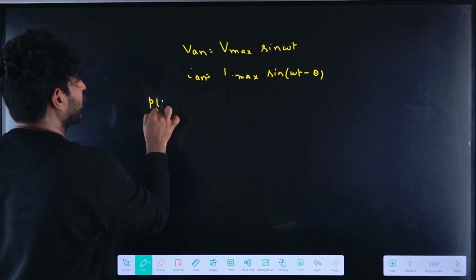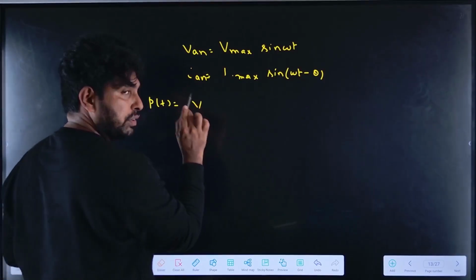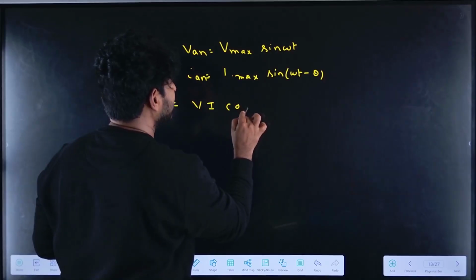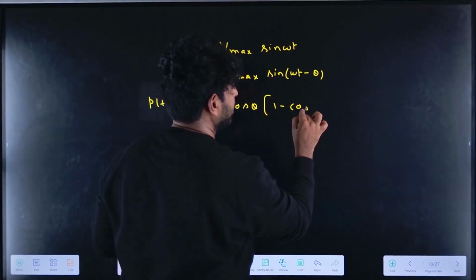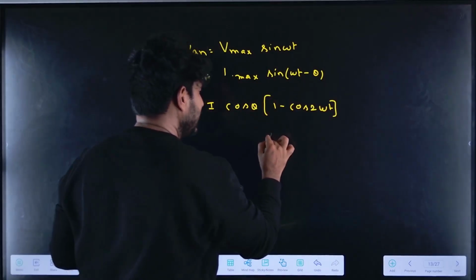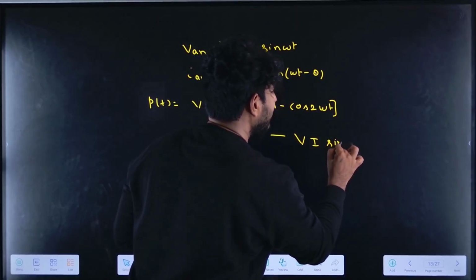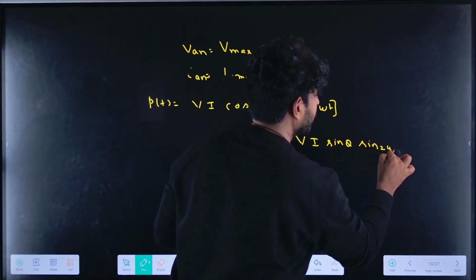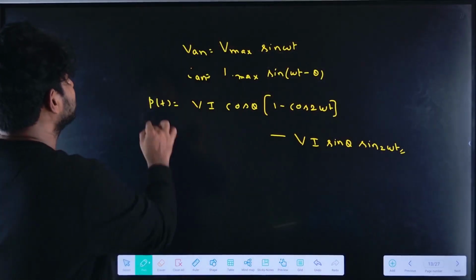So P of t equals, in the same manner, VRMS into IRMS into cos theta into 1 minus cos 2 omega t, minus VI sin theta into sin 2 omega t. In case the problem is modified, you can answer it this way.